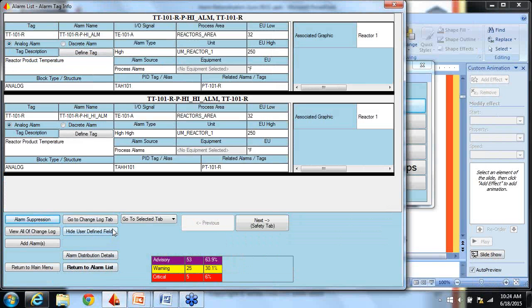So we will call them up, and the first step in the rationalization process in this case is just to look at the tag information that's been brought in from the control system. So we've, for traceability purposes, documented an alias or a reference tag. We know what graphic it's on.